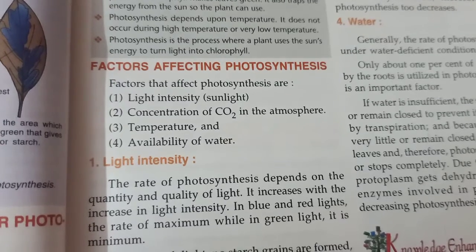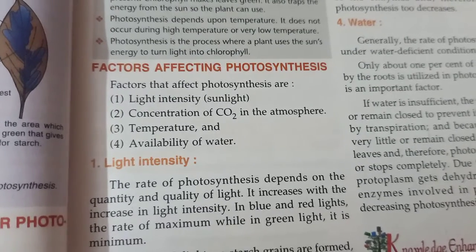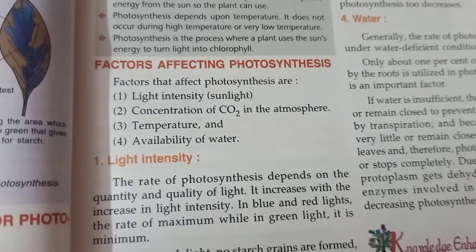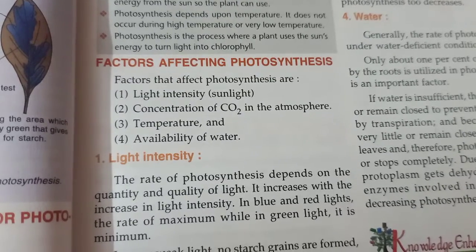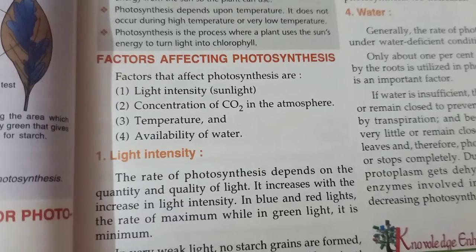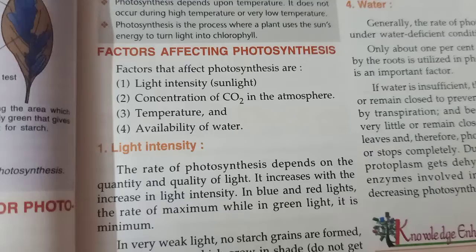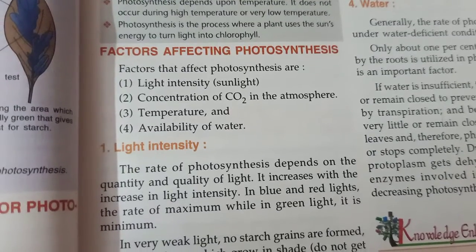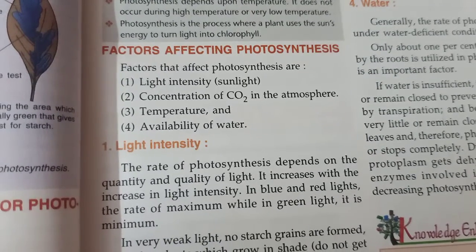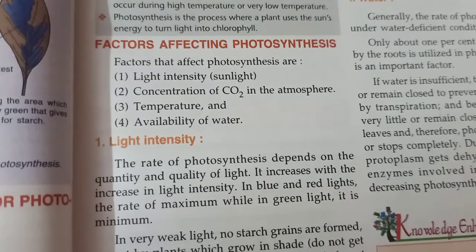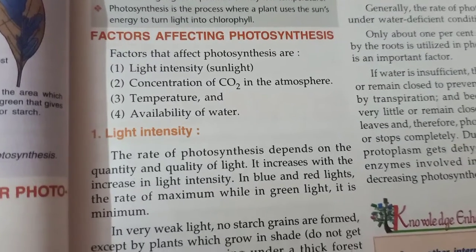The factors that affect photosynthesis are, first, light intensity or sunlight. Second, the concentration of carbon dioxide, the level of carbon dioxide present in the atmosphere. Third is temperature, and fourth is availability of water. Now we study these points in brief.